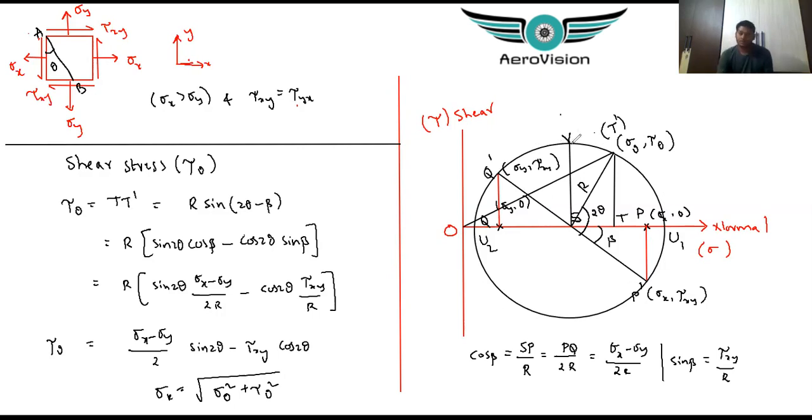At the point V, it represents the maximum shear stress condition, which will be the midpoint of U1 and U2. So the maximum shear stress will be the radius, or half of the diameter, which can be given by (sigma 1 minus sigma 2) by 2. Again, the midpoint of U1 and U2 is the same as the midpoint of sigma 1 and sigma x.